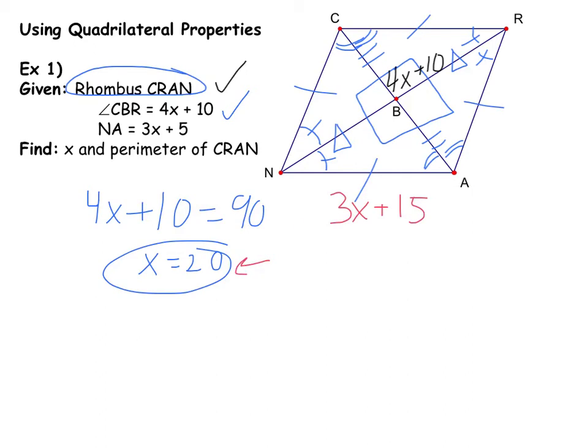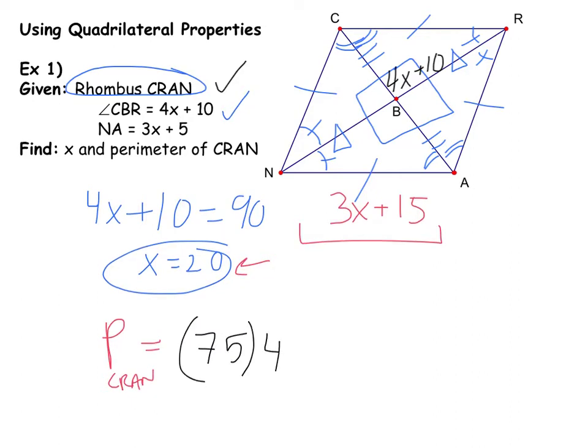So if we plug in a 20 right here, 3 times 20 is 60, plus 15 is 75, we can actually get the perimeter of the rhombus. We've got 75 on each of the sides. We know that all of the sides are congruent, so we can just multiply 75 by 4. 75 by 4 is 300. So the perimeter of this, we would say, is 300 units. What we mean by that is units of distance or units of length.